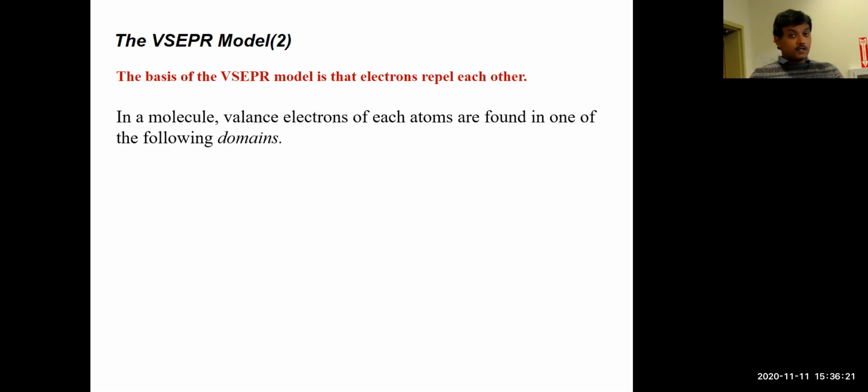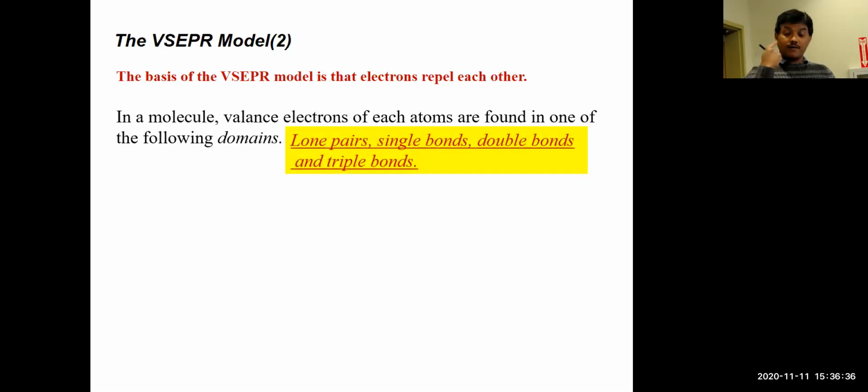We know that electrons repel each other, and we already know that electrons around an atom, especially in bonds, are found in the form of pairs. They can be in the form of a lone pair, or a single bond, or multiple bonds such as double bonds or triple bonds. So we are going to identify them as pairs of electrons around a central atom.